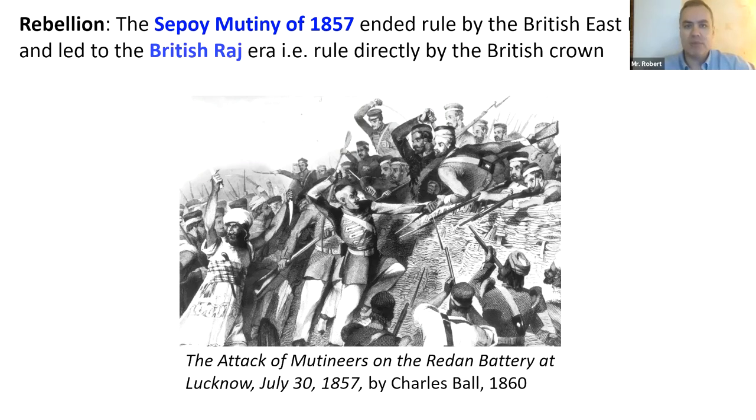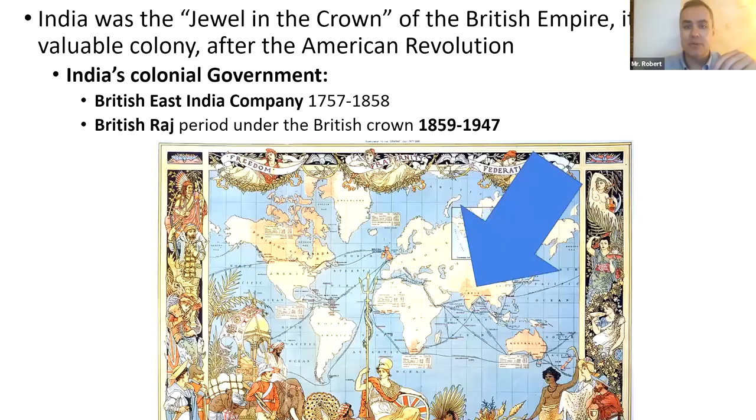So what happened next? What happened next is that the British Crown, the British government, rather than just giving up and leaving India and saying, okay, we're out of here, moved in and said, this is now a crown colony, meaning it's not going to be run by a company, it's going to be run by the King and Queen of England. And that new period is called the British Raj, the British rule, straight rule of India. And then that would end in 1947, which we'll talk about later in the last class.